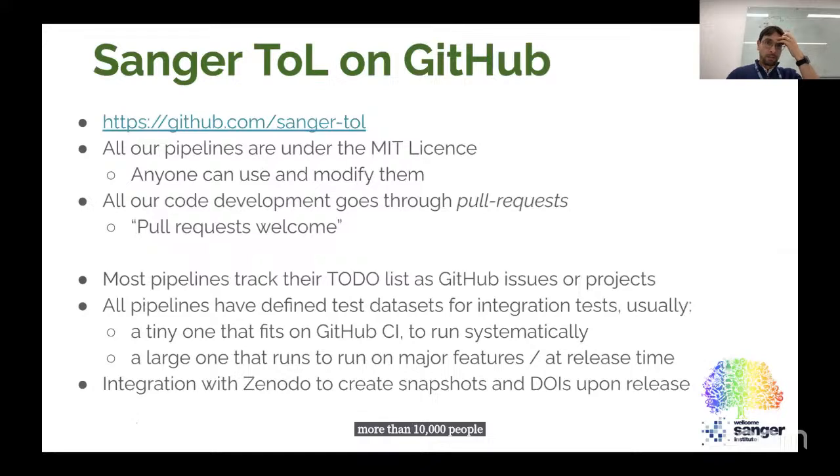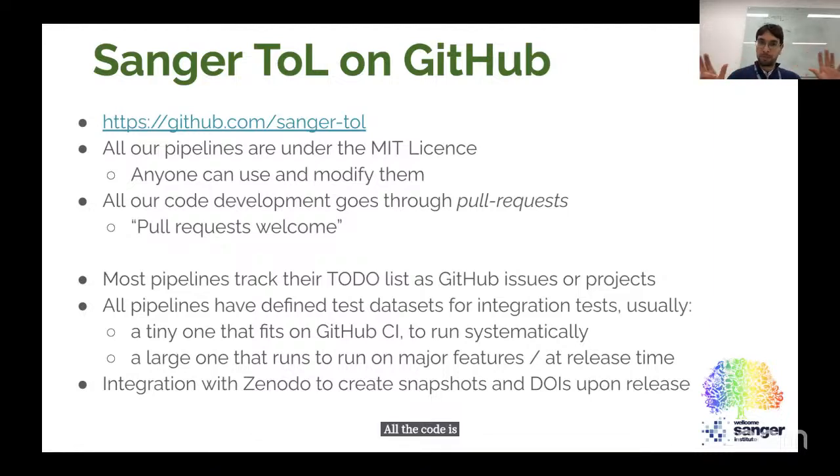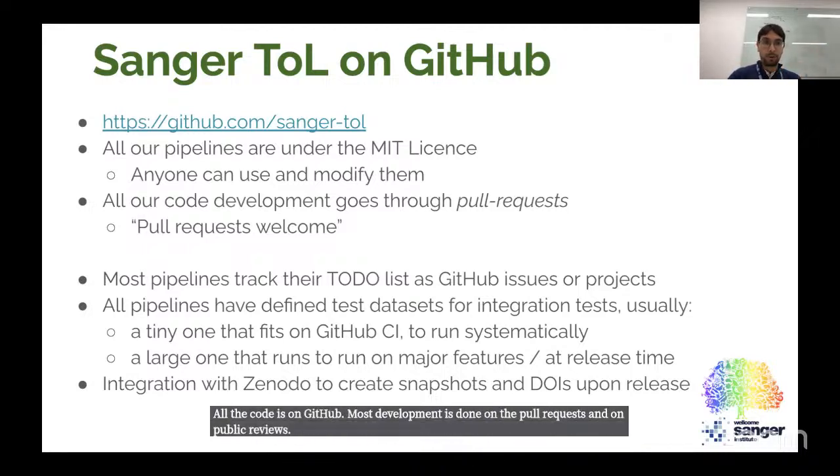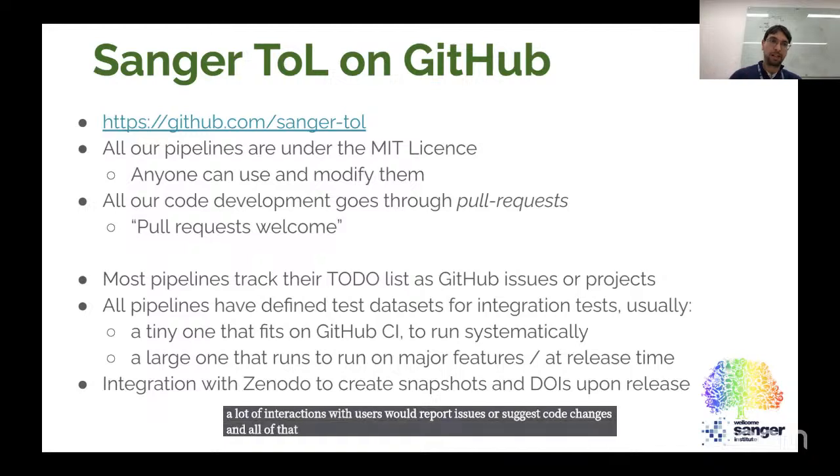So the way we've done it, we've got our GitHub space. We decided to go very easy on license, just MIT, everything. So it's open source. Anyone can use and modify the pipelines. All the code is on GitHub. Most development is done via pull requests and public reviews. So the usual pull requests welcome, and we really mean it. There's been a lot of interactions with users who report issues or suggest code changes, and all of that can go through publicly, and that's how we can improve our pipelines.